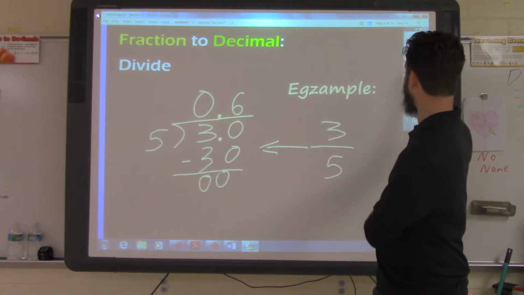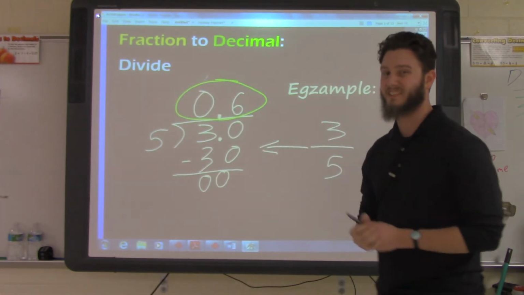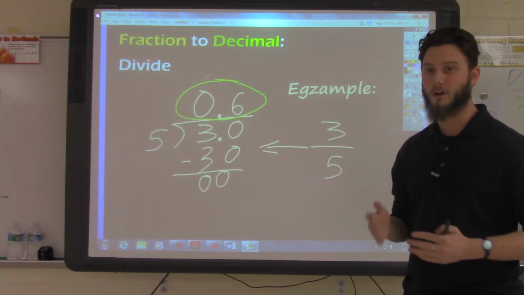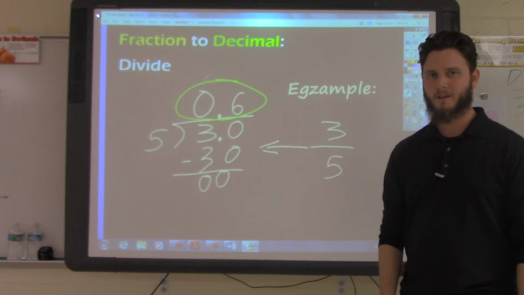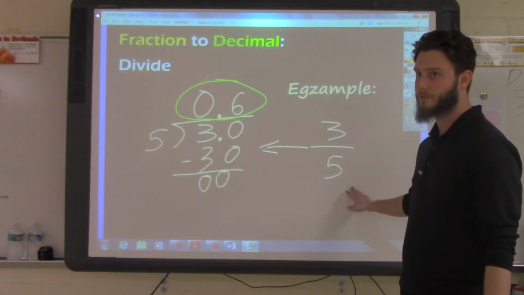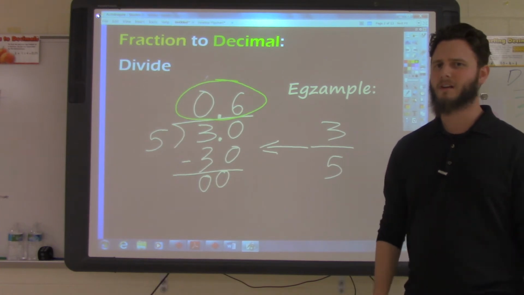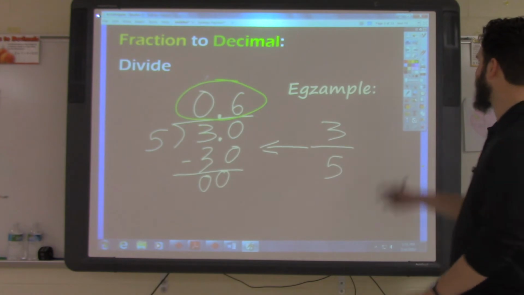Our final answer for this problem was 0.6 or 6/10. That is what 3/5 would look like if we were to take it and turn it into a decimal. Are you happy with this? I hope so. If not, feel free to go back and rewatch this again. But for now, let's move on to changing from a decimal into a percent.